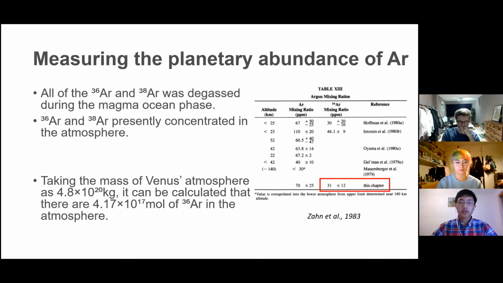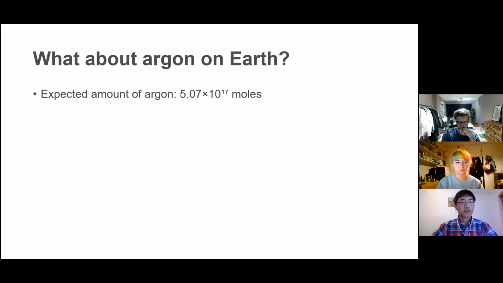If we take the mass of the Venusian atmosphere to be 4.8 times 10 to the 20 kilograms, this means that there are 4.17 times 10 to the 17 moles of argon in the Venusian atmosphere in total. And if we apply this to Earth, a very similar planet with very similar chemical composition, we would expect there to be 5.07 times 10 to the 17 moles of argon on Earth, solely because Earth is 1.25 times more massive than Venus is.